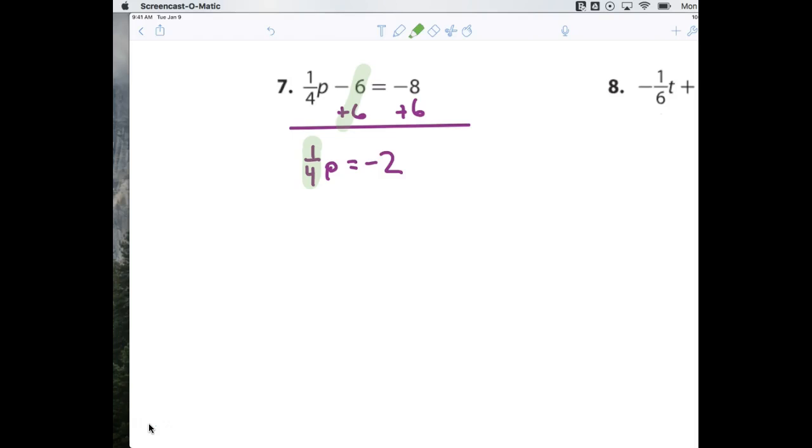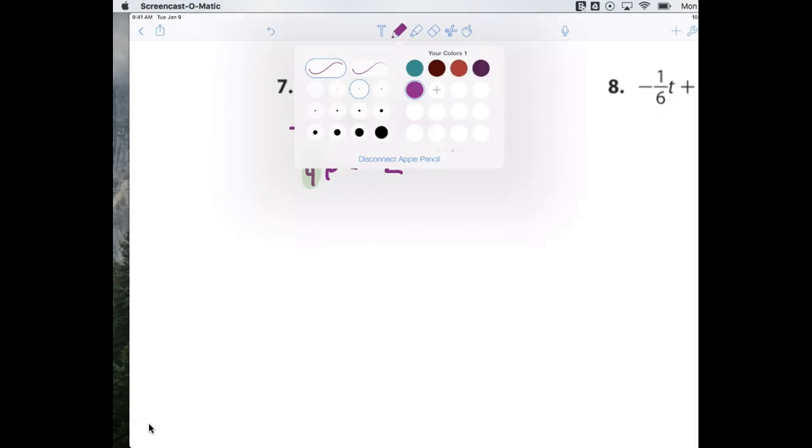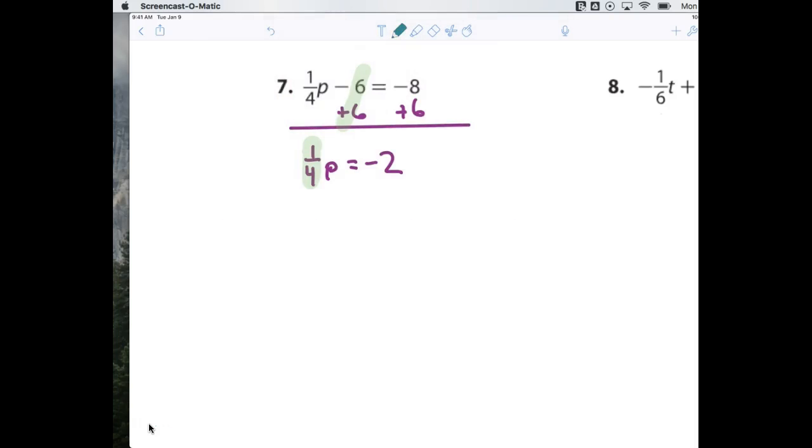And now you're going to try to see why it is 4. The reason it's 4 is, look right here. If I put a 4 right there, what happens now to this 4 and this 4? That is exactly right. That's why you're multiplying both sides by 4. So what does P equal? Negative 8. Perfect.